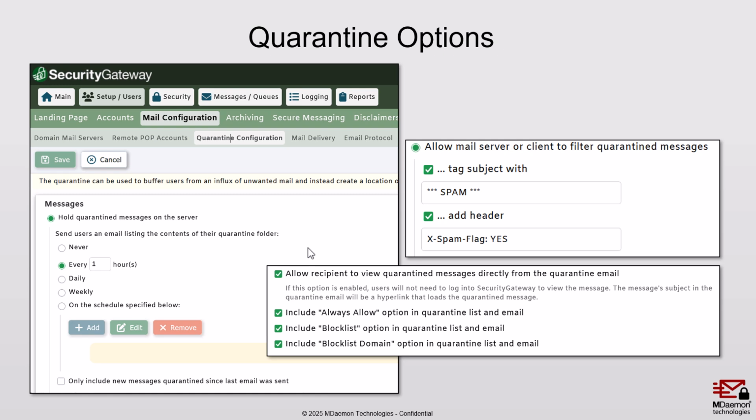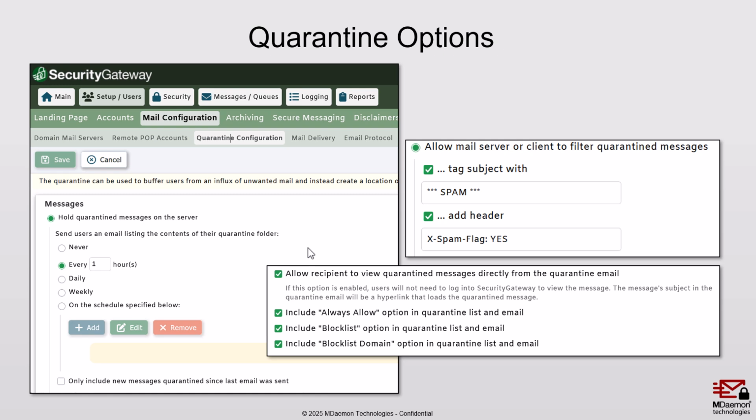Or you can allow the mail server or client to filter quarantine messages and then optionally tag the message subject with a series of characters or add a special header that allows the mail server content filter, for example, to filter those messages accordingly. And then you have different options that you can select, such as allowing the recipient to view quarantine messages directly from the quarantine email. You can choose to include the always allow or allow list option in the quarantine list, or include the block list option in the quarantine list, or the block list domain option.